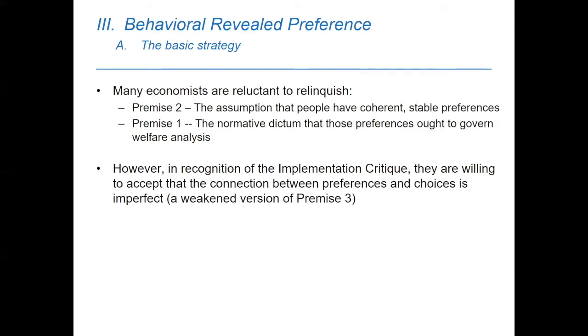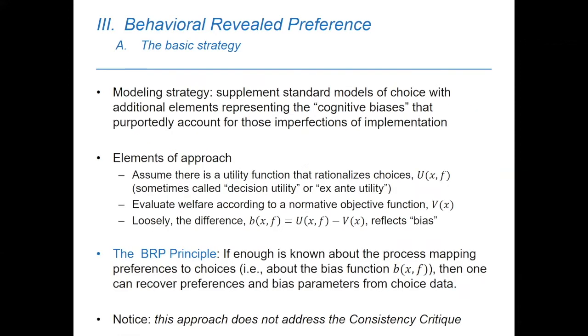And that strategy, weakening premise three while retaining premises one and two, leads us to this method that I call behavioral revealed preference. So let me describe the modeling strategy used for this method in a bit more detail. What the analyst does is supplement the standard model of choice with additional elements representing cognitive biases, where these cognitive biases purportedly account for the imperfections of implementation. The approach then consists of several elements.